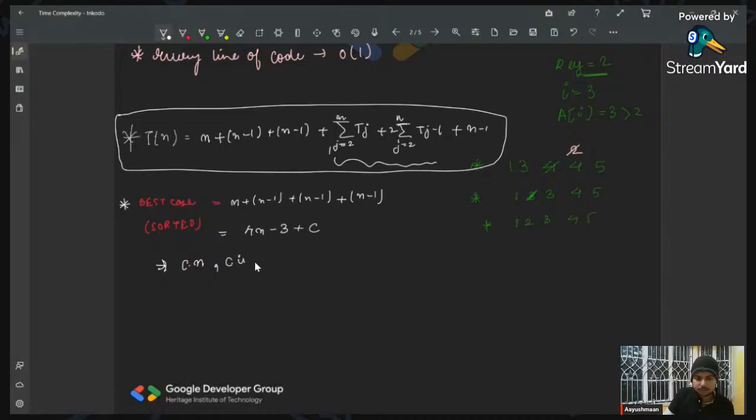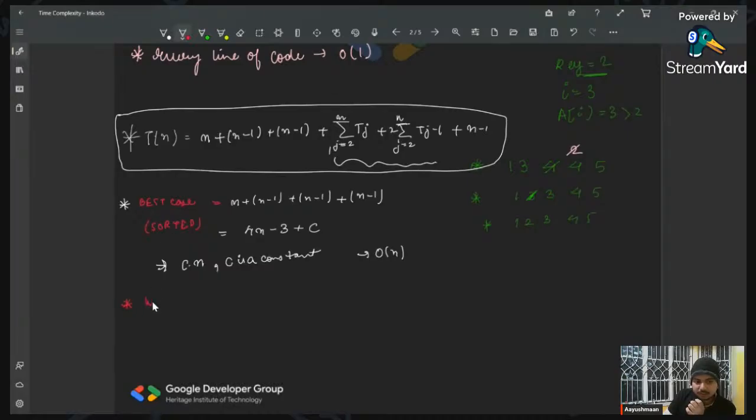Where C is a constant. And in time complexity terms, we denote it by big O of n. We'll come to what big O of n is, and then we'll also see about the merge sort which we have, which is pending actually.